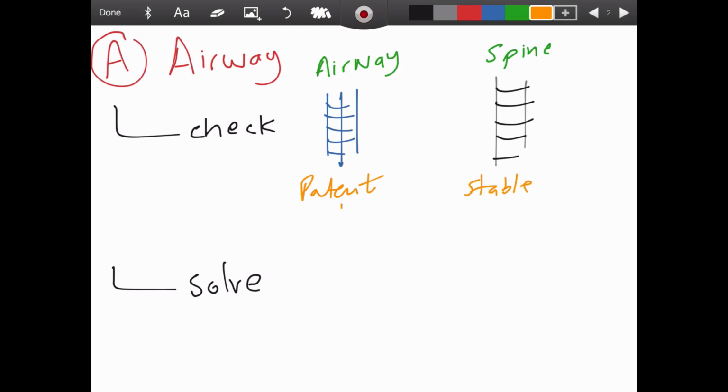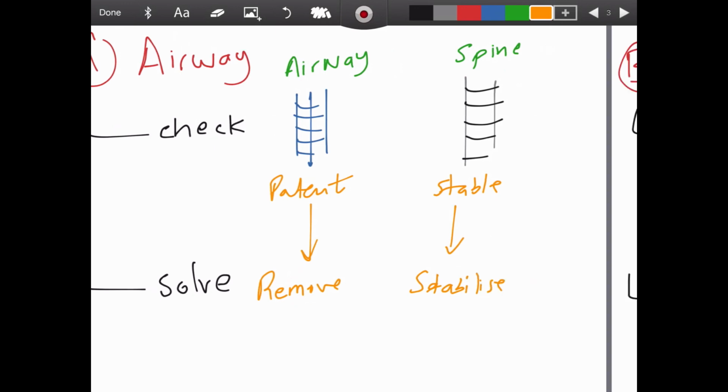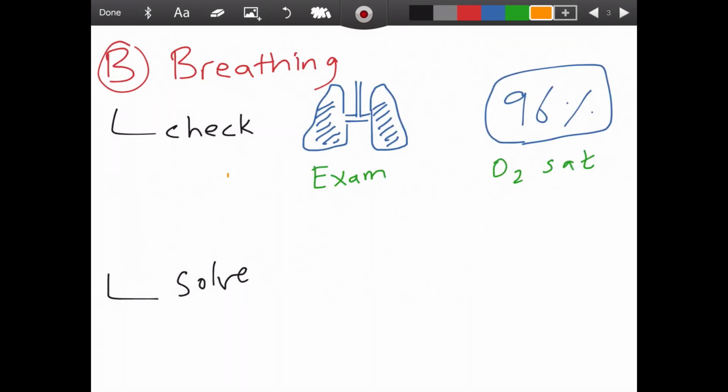If in doubt, how do you solve these problems? If you think that there is an obstruction in the airway, the way to solve that problem is simple. We remove the obstruction. And if we think that the spine is not stable, we stabilize it. And we can stabilize using various methods. One of them is called triple immobilization. There are others, you can use a neck collar as well. The next thing is B.